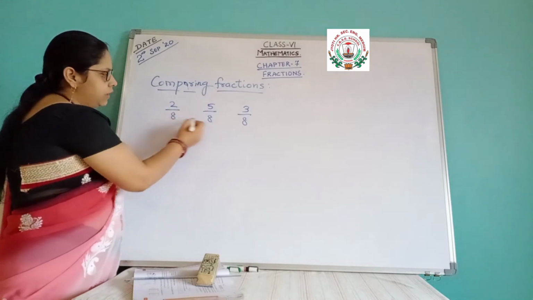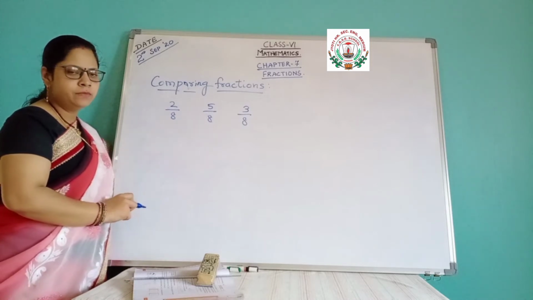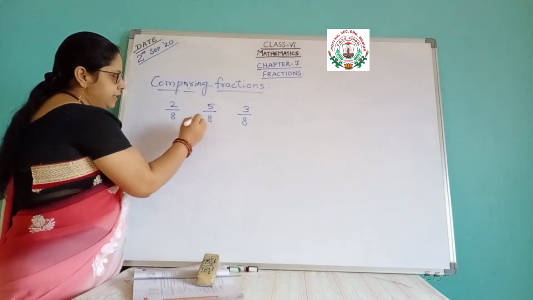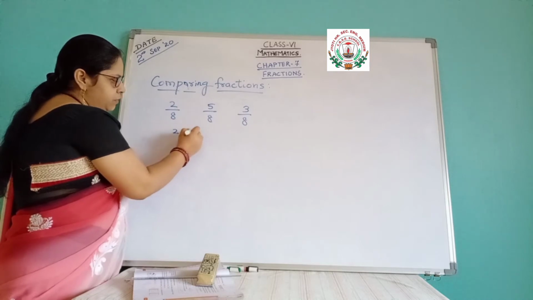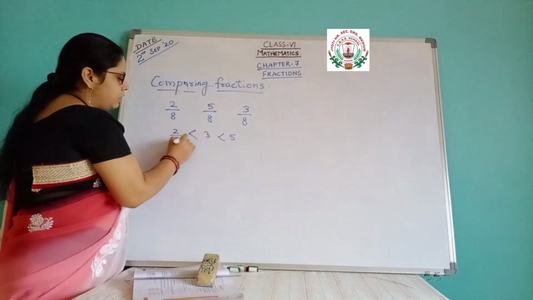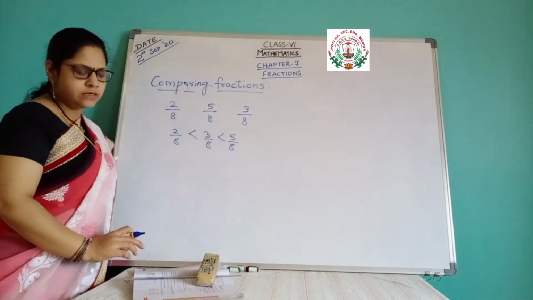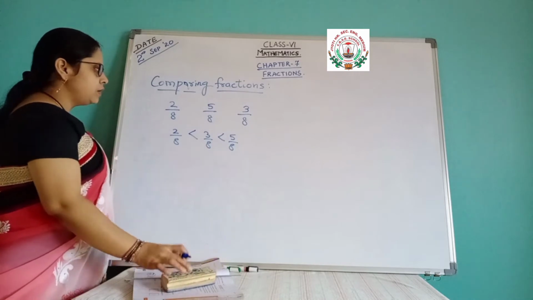So the denominators there is no need to compare now. Only numerators we are comparing. So ascending order means 2 is smaller, then 3, then 5, and all this along with the denominator. It is very, very easy. But what if you are having the reverse order?